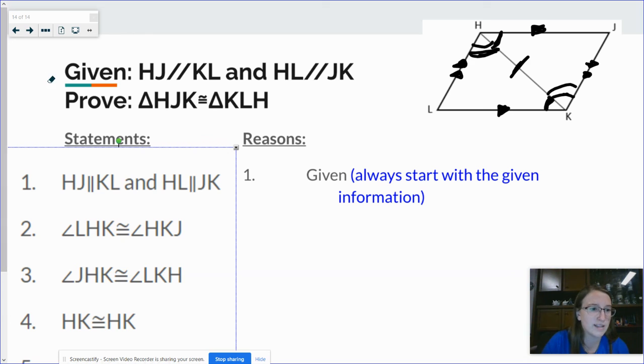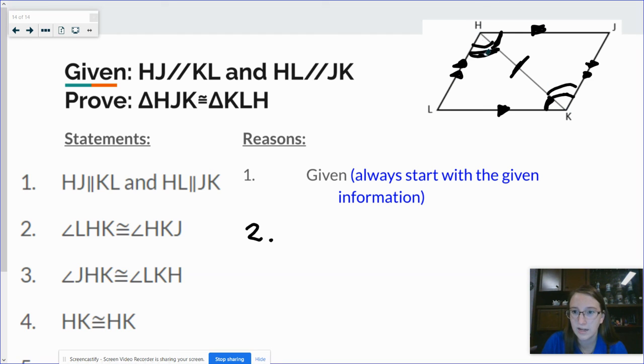So let's go ahead and go to our reasons now that we have in mind what they should be. So we have angle LHK congruent to HKJ. Let's find those in the picture. Once again, you read the statement, you go to the picture, you remind yourself, why did I mark those congruent? What reason do I have? So let's follow this.